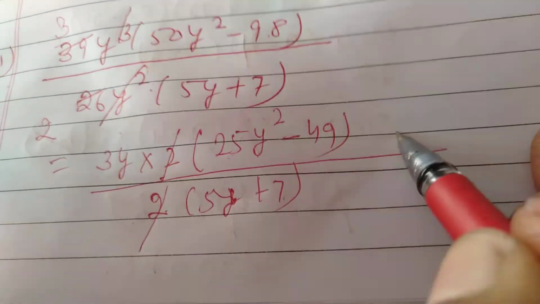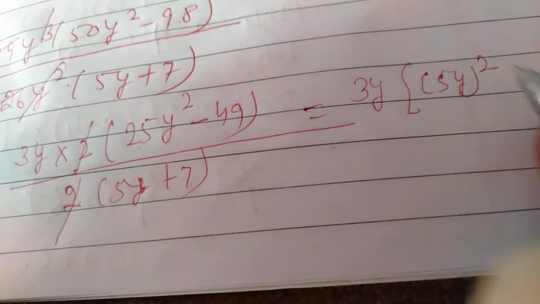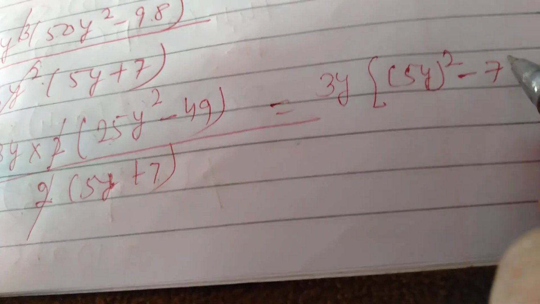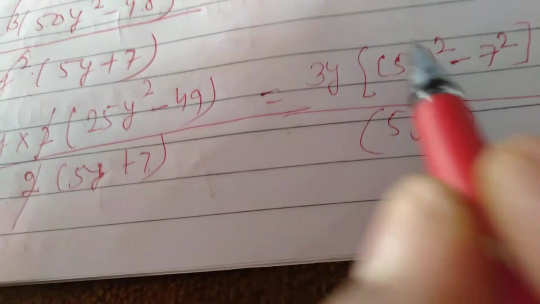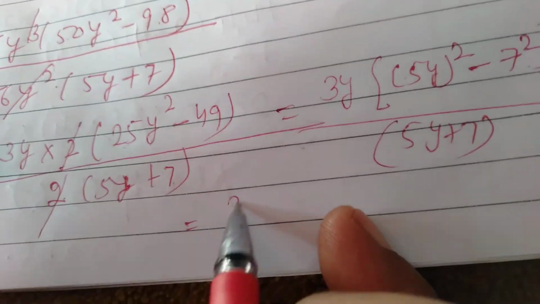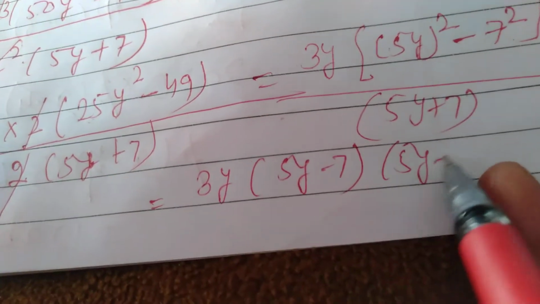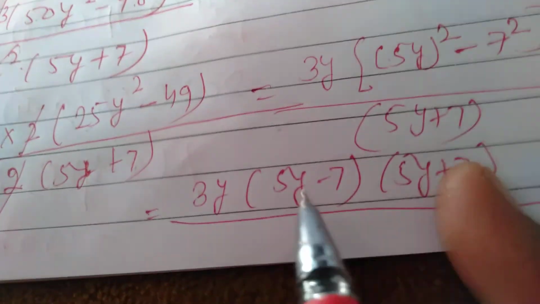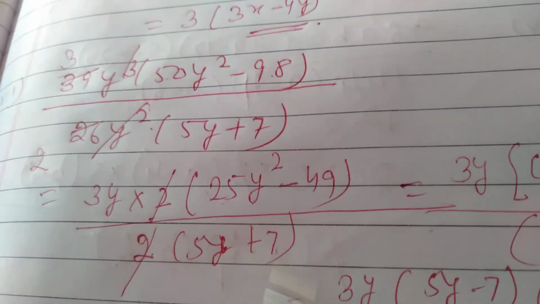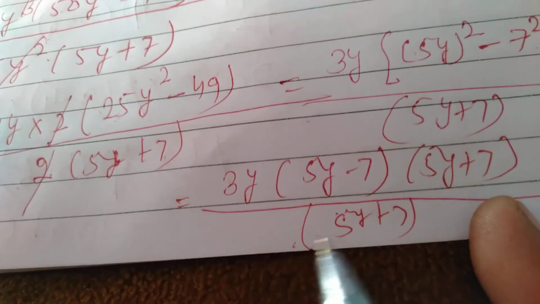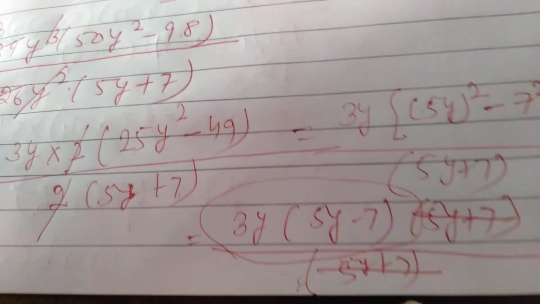Now you can rewrite it like 3y into, 25 is the square of 5, so 5y whole square minus 7 square, divided by 5y plus 7. This is again an identity, a square minus b square. So 3y into 5y minus 7, 5y plus 7. This is a minus b into a plus b. And in the division there is 5y plus 7. Right? Only 5y plus 7 remained from here. So you can cut 5y plus 7. So this is the answer, 3y into y minus 7.